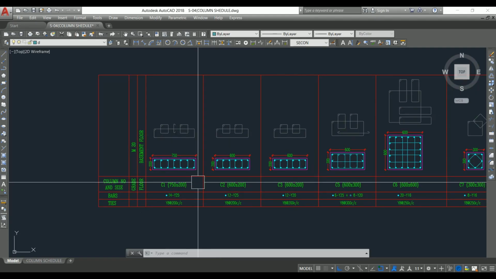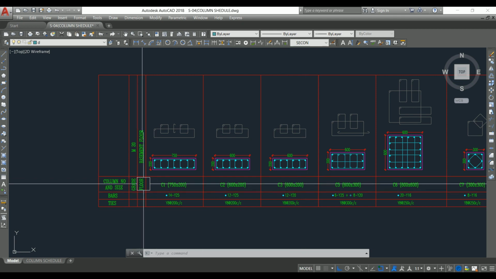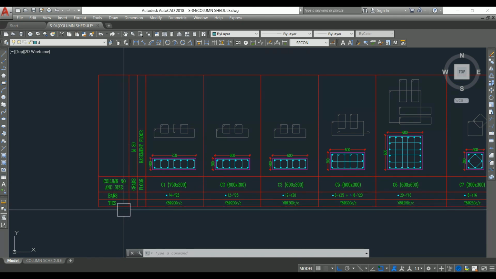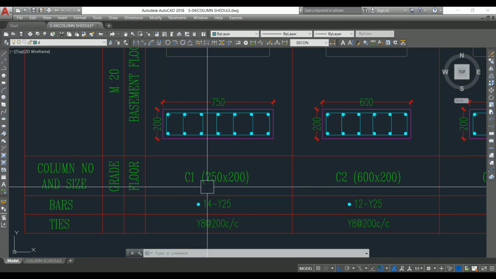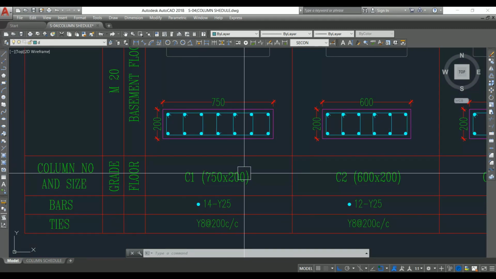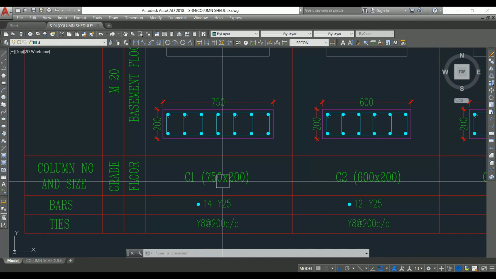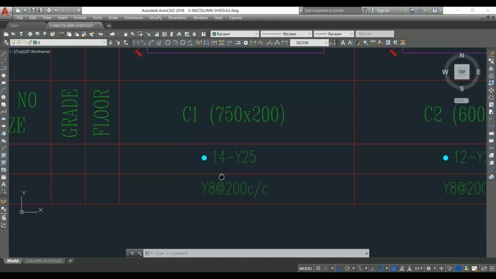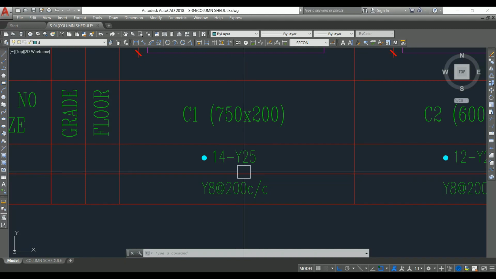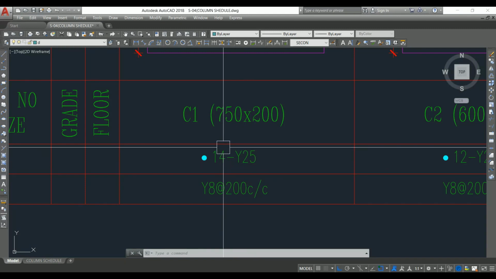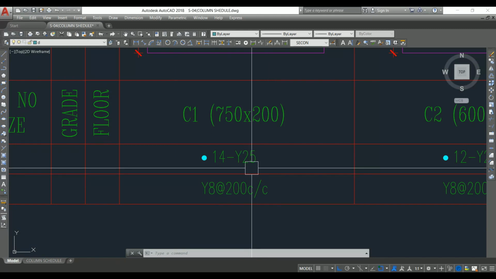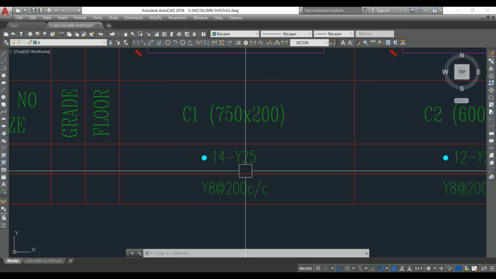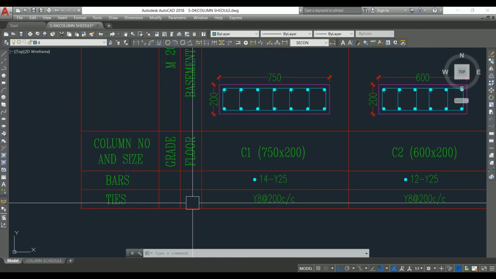Now let me show you a few columns with the dimension and the number of bars. How do we arrange that? First, let's see this column. Column size is 750 by 200. 200 is the width and 750 is the depth. So here they have given 14 numbers of 25 mm dia bars. Here 14 represents the number of bars and Y25 represents the dia of the bar, and this is the ties, lateral ties.